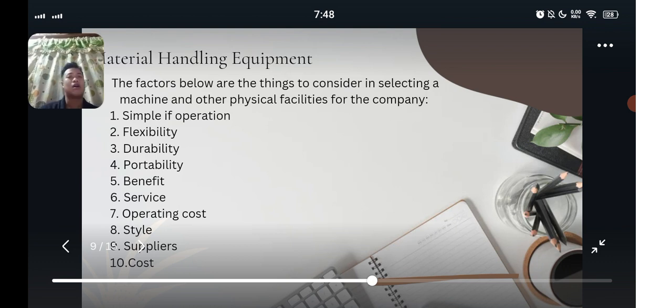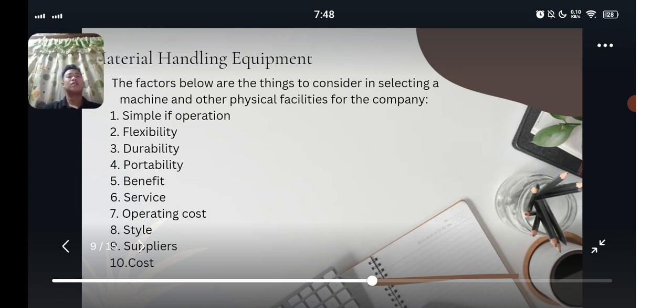Then in service, the organization should always confirm that a machine or piece of equipment has after-sales support, as appropriate maintenance is crucial for the machinery to continue operating as intended. In operating costs, the company's working capital is one of its most important assets, and machinery and equipment with minimal running costs will help the company preserve its working capital. Style: since it helps build the market and the company's credibility, the design of the machine and equipment should be appealing.